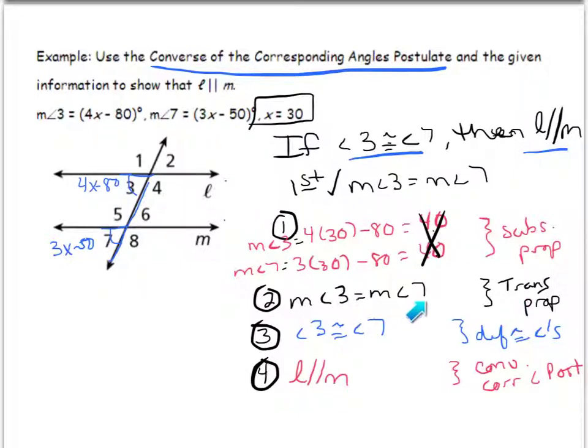Well, if the measures are equal, the angles have to be congruent. That's the definition of congruent angles. And if those corresponding angles are congruent, then the lines have to be parallel because of the converse corresponding angle postulate. It says if those angles are congruent, the lines are going to be parallel. This is what we're looking for when we're doing our problems and our homework, you guys. You need to set it up as a 2-column proof.